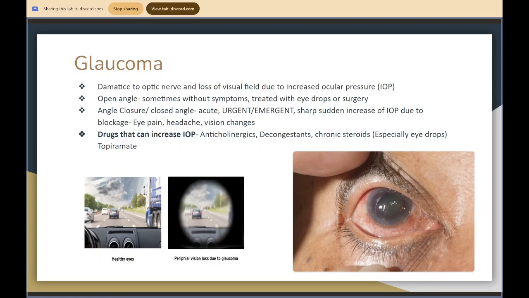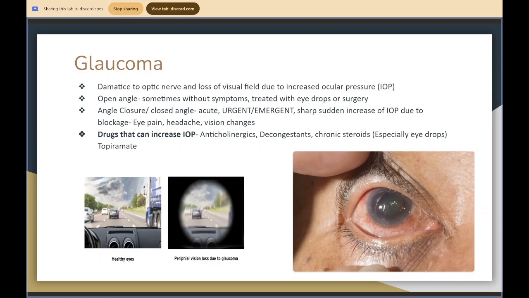Angle closure or closed angle. This is an acute, and it can be an urgent or emergent condition. And I'm going to offer some nuance here. For the test, it's going to be emergent. It's always an emergency. However, if a patient presents in the morning and there's an ophthalmologist nearby or the hospital has ophthalmic coverage as a specialty, it can be done urgently in the same day. But it does need to be attended to right away.